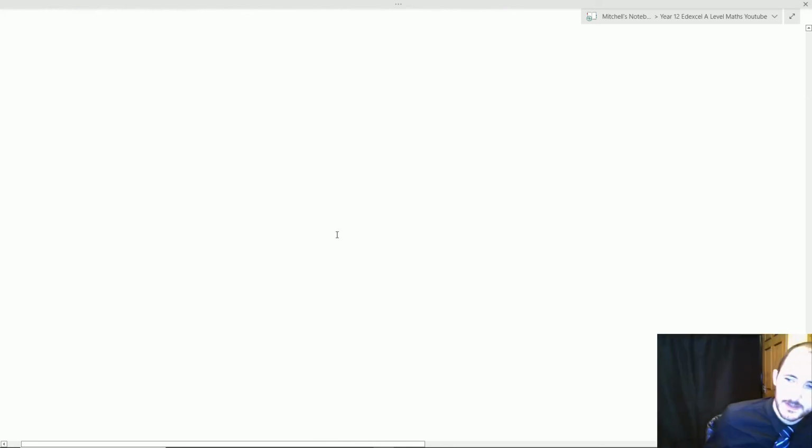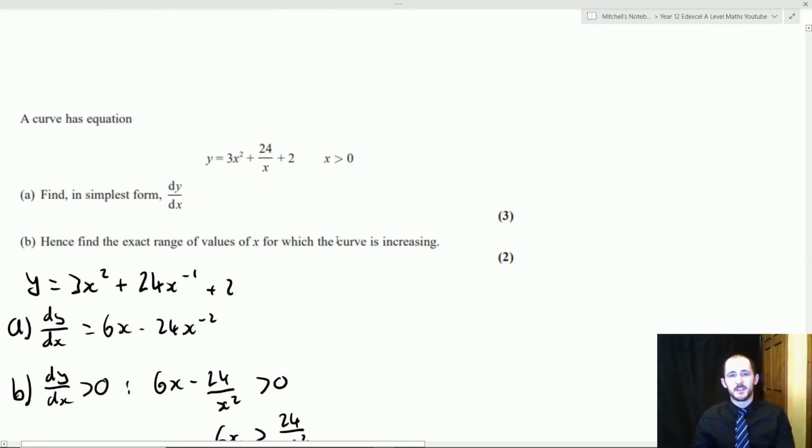I believe that was the last question. So that's all of the AS differentiation, but I cannot stress this enough, okay? These are all from AS papers. Those mocks determine your predicted grades, which are the grades you use to apply to university, and that's where these questions are from.